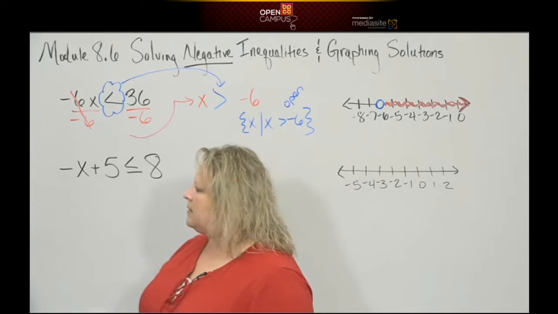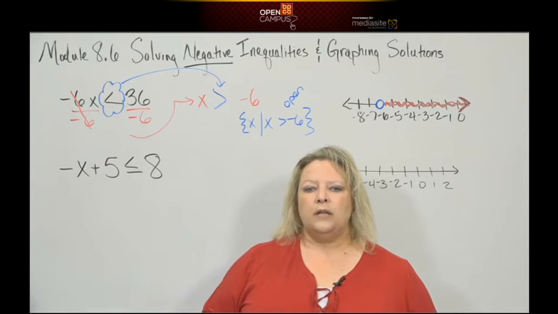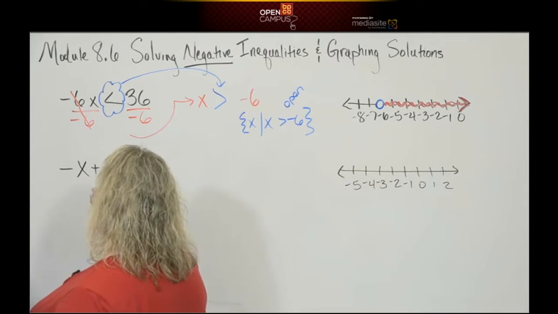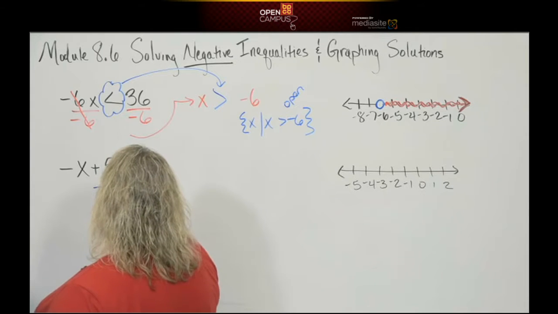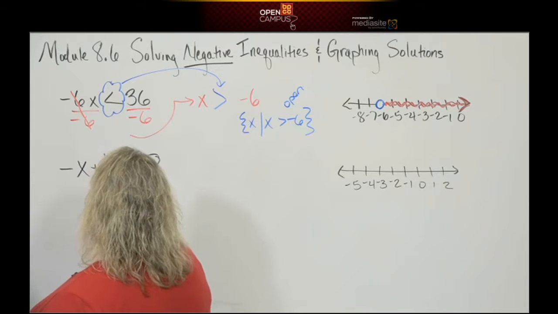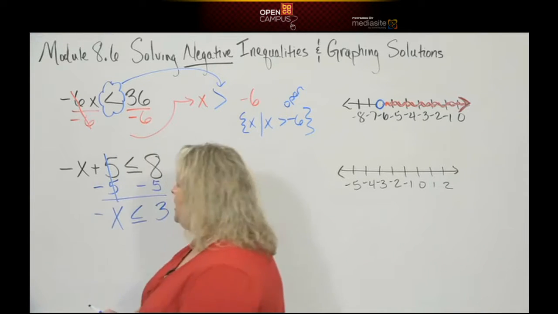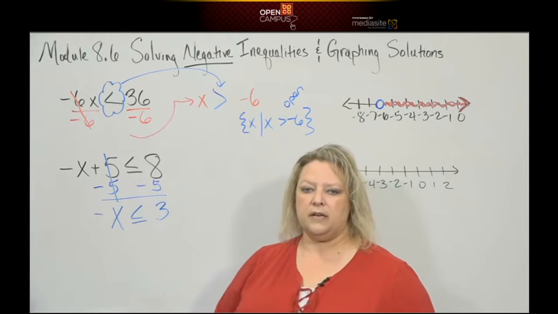All right, let's look at the last one. This one's, technically, a two-step equation or inequality. So the first step is to move 5. We're going to move 5 by doing the opposite. And that gives me negative 1x is less than or equal to 3. Now, some people would say, well, that's x is less than or equal to 3. I'm done.